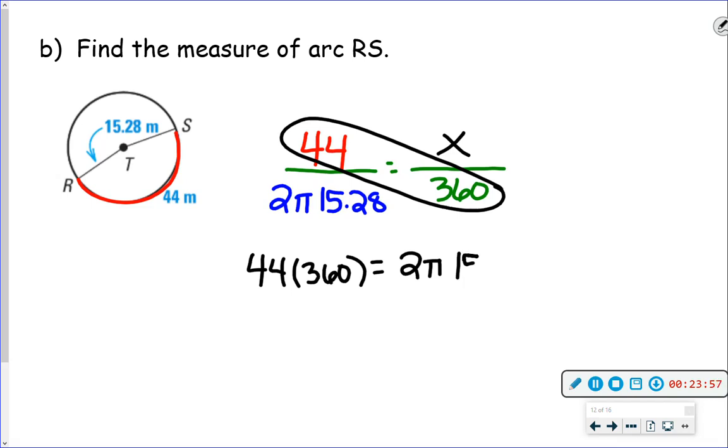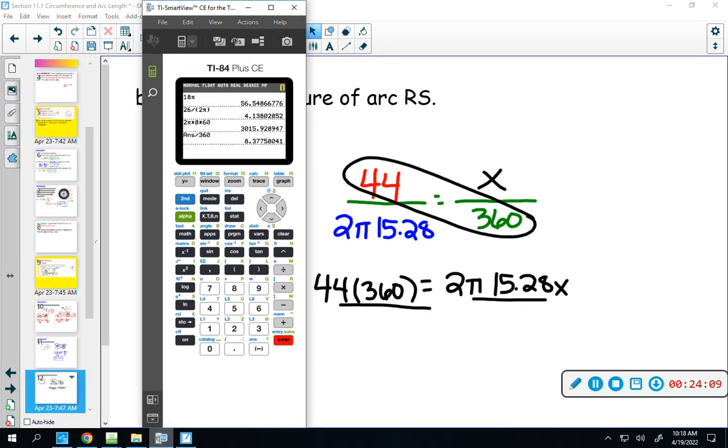But 28x. So we all know to get x alone, you're going to divide by the 2 pi and the 15.28. Now, let me pull up the calculator because I'm going to give you the same spiel as I did on a similar one. I'm going to do the 44 times 360. But when I go to do my dividing piece, what am I putting around the 2 pi 15.28? Parentheses. Otherwise, it only divides by 2, then it times by pi, yada, yada, yada. So I want to divide by 2, I want to divide by pi, I want to divide by 15.28.